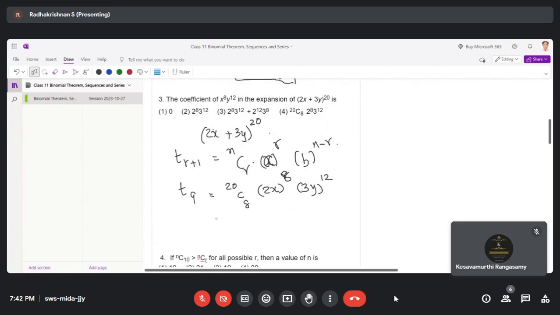So this is what it is. So the coefficient is therefore 20C8 into 2 to the power of 8 into 3 to the power of 12, into x to the power of 8 y to the power of 12. So coefficient of x to the power of 8 y to the power of 12 will be this: 20C8 2 to the power of 8 3 to the power of 12, which is your option 4 again.